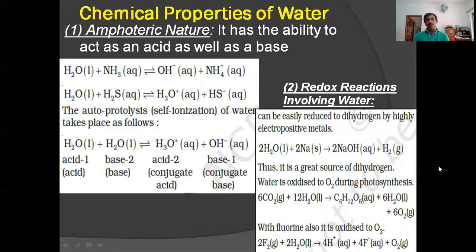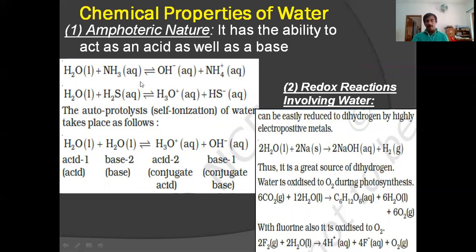Chemical properties of water: amphoteric nature. It has the ability to act as an acid as well as a base. Both the properties are there, therefore it is known as amphoteric. H2O reacts with NH3. NH3 is a base, to form OH minus and NH4 plus. Here H2O acts as an acid. H2O plus H2S. H2S is an acid. Here H2O acts as a base to form H3O plus and HS minus.